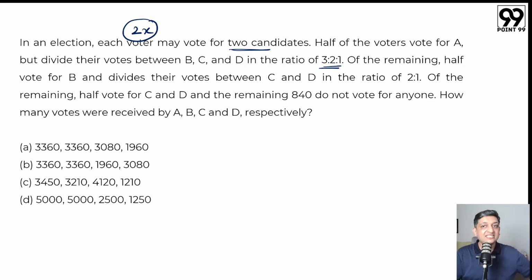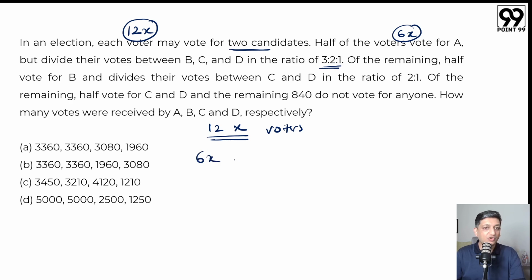So instead of taking this as X, it will be best if we can take the number of voters who vote for A as 6X. That would make my life easier. Half of the voters will mean that, let's say the total number of voters is 12X. And that is basically how we arrive at this figure. So let's start with this and see if this works for the other part as well. So I know that there is a total of 12X voters who are registered, let's say. Half of these voters vote for A.